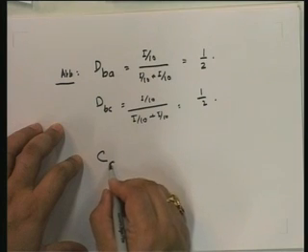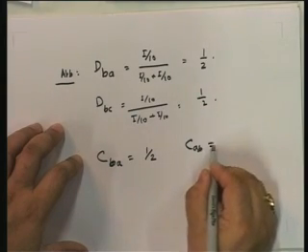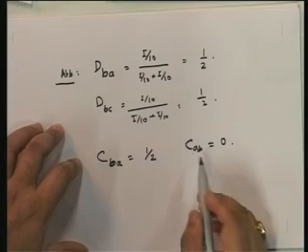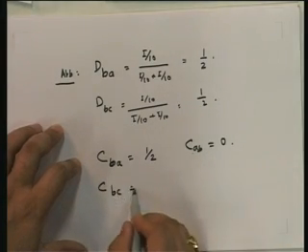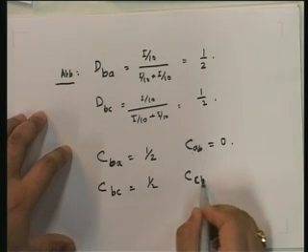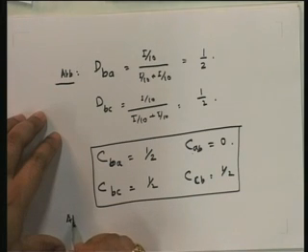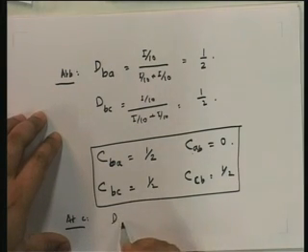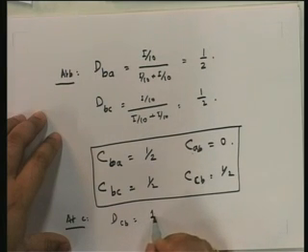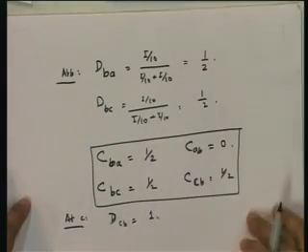Now carryover factor from B to A is equal to half. Carryover factor from A to B is 0. Why? Because A is a fixed end. Carryover factor from B to C is half. Carryover factor from C to B is half. Okay. At C, distribution factor CB is 1 because there is no other member at that point. So we've calculated the distribution factors, and now I'm going to put this all in a table.